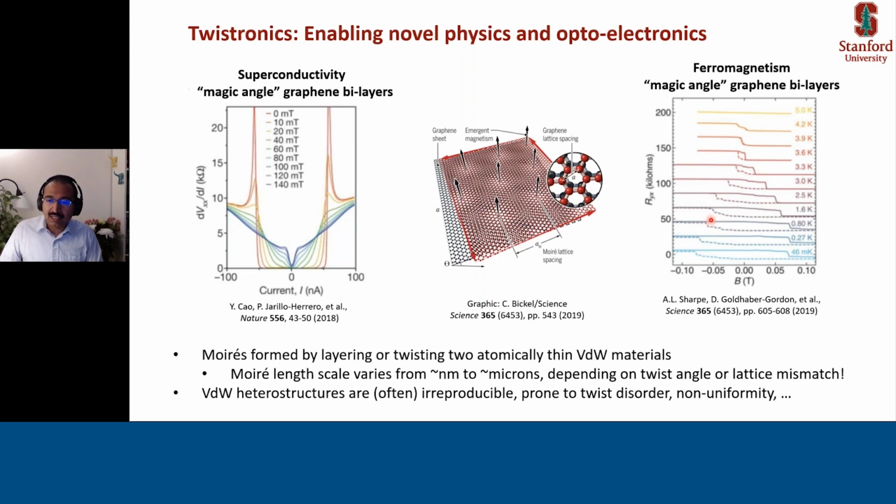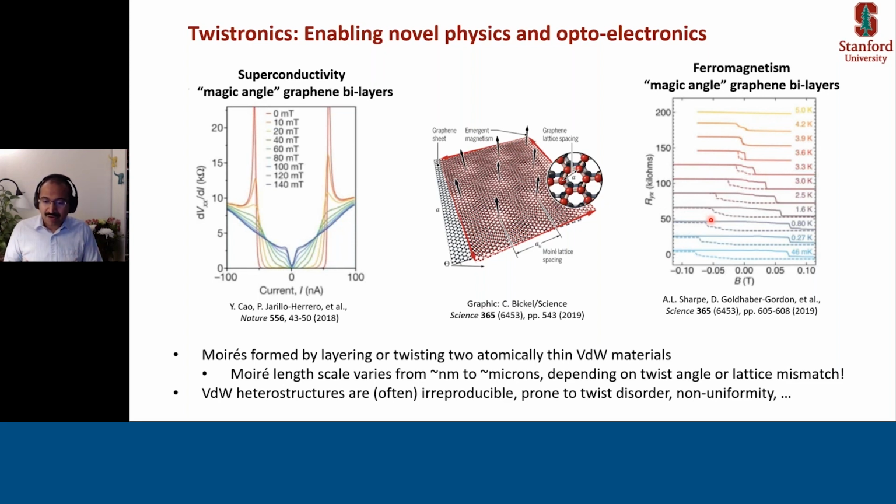And similarly, shortly after, work coming from Professor Goldhaber-Gordon's group here at Stanford showed that again at this magic angle, if the graphene was aligned to the underlying HBN, you see orbital ferromagnetism. Again, it must be noted that neither HBN nor graphene are magnetic or have magnetic atoms or elements in them. So the observation of a zero field magnet is very interesting in its own right.